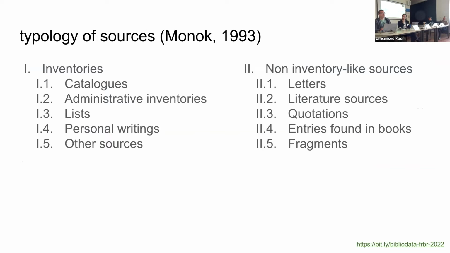István Monok, a Hungarian researcher, set up a typology of other types of sources which are relevant for book history. It includes two large groups. One is inventories, different types of inventories, and the other is non-inventory type sources. Of course, this type of evidence is a non-inventory type.